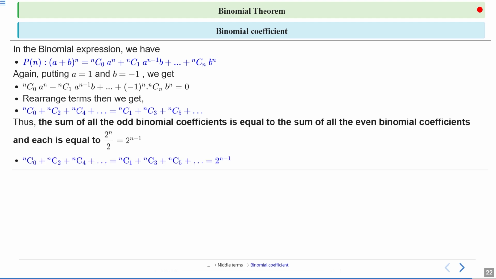So we obtain this result: nC0 + nC2 + nC4 + ... is equal to nC1 + nC3 + ..., which is equal to 2 to the power n minus 1. Clear? I hope this is clear to all of you.